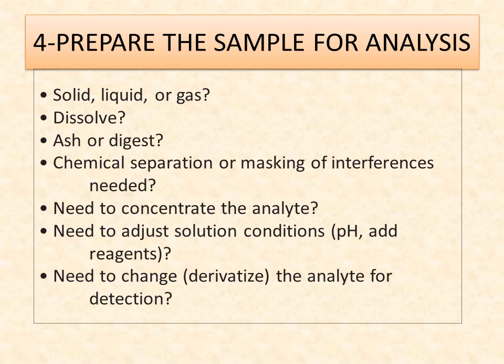Then whether we need some chemical separation or masking of interferences. Sometimes there are interfering bodies present which can disturb our results. So we need to add some masking agent that can mask an interfering body, so we can get quite accurate results for our sample, for our analyte of interest.